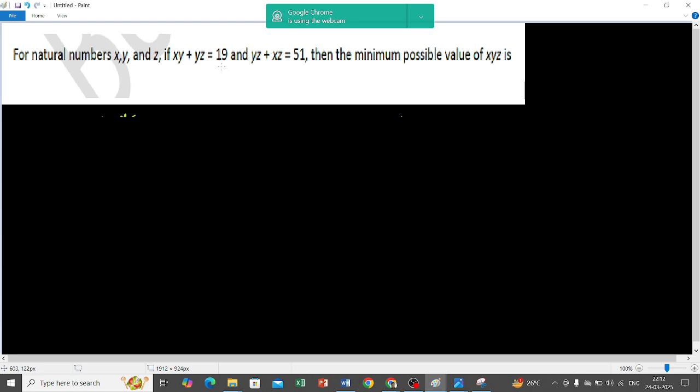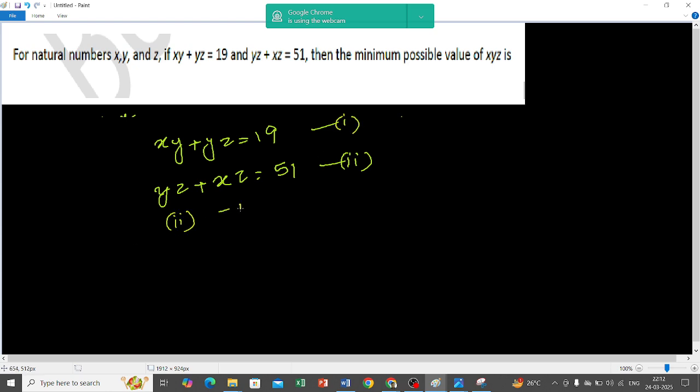xy plus yz is 19, yz plus xz is 51. So xy plus yz is 19 and yz plus xz is 51. Now what I did, this is equation 1 and this is equation 2. So equation 2 minus equation 1, which is nothing but xz minus xy equals 32, right? Now see, what am I getting? Difference of two numbers is 32, right?